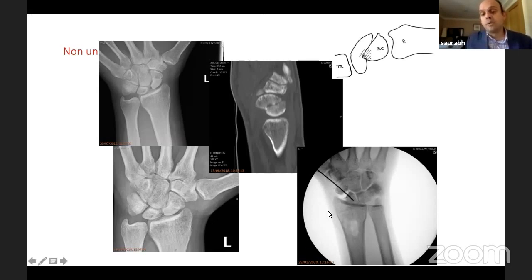So the order is volar approach, correct the humpback first, hold it with K-wire on all the four views, and then you pack it up with your graft, finally a screw.